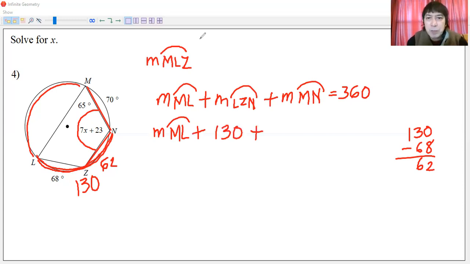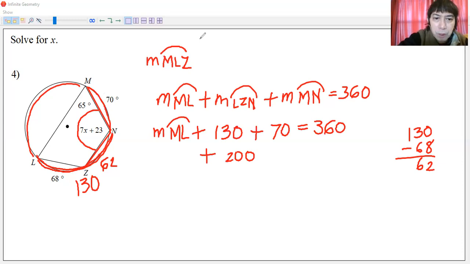And then plus the other given arc MN over here. That's 70. And this equates to one full circle, 360 there. Okay, so this gives us 130 and 70, that's 200. And this is added to the unknown ML.